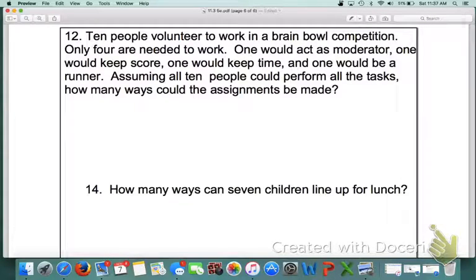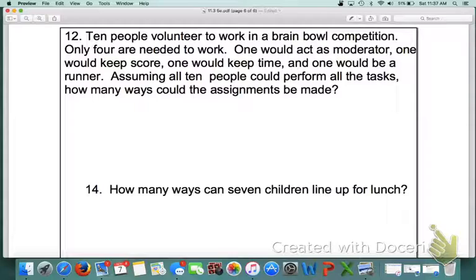All right, we're almost there. This is the last slide. This says that number 12 is 10 people volunteer to work in a brain bowl competition. Only 4 are needed to work, though. 1 would act as moderator, 1 would keep score, 1 would keep time, and 1 would be a runner. Assuming all 10 people could perform all the tasks, how many ways could the assignments be made?